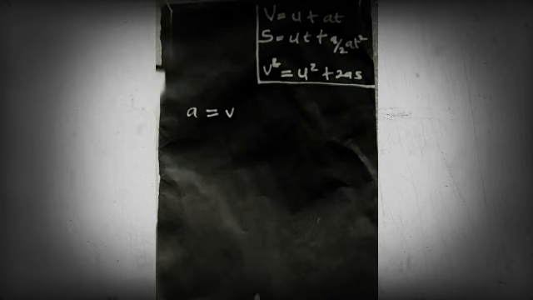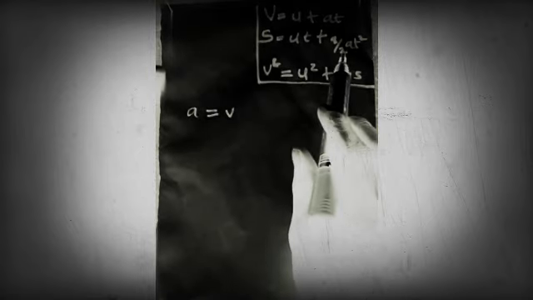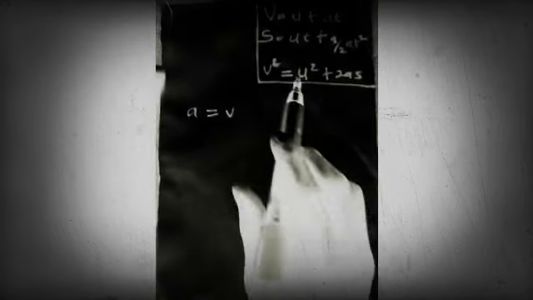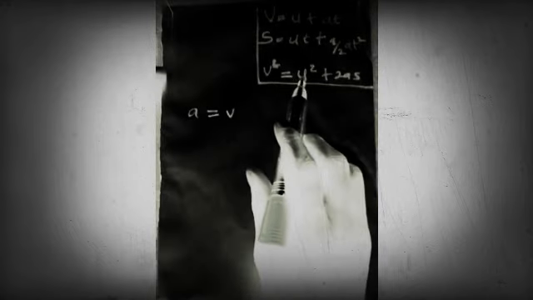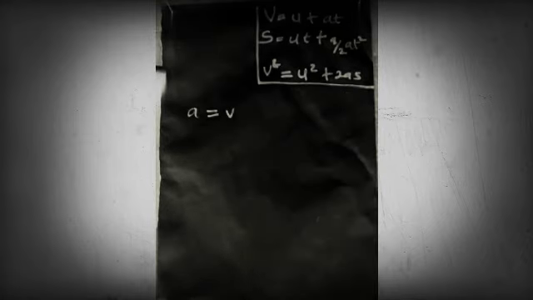In today's video, I'm going to teach you simple ways to prove the equations of motion. As you can see, the first equation of motion here is V equal to U plus AT. The second equation of motion is S equal to UT plus half AT squared. And the third equation of motion is V squared equal to U squared plus 2AS. Today, I'm going to prove to you how they got it.